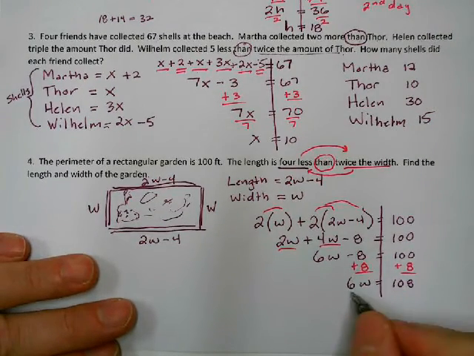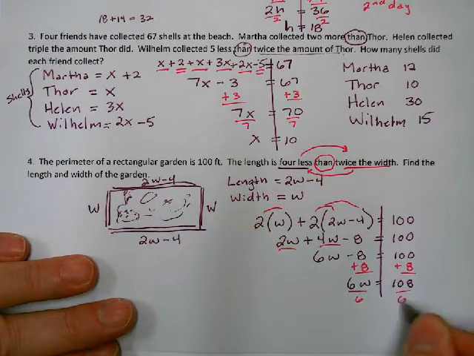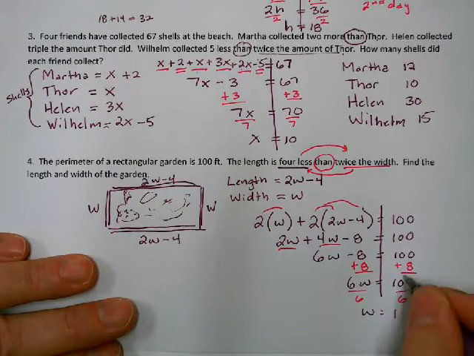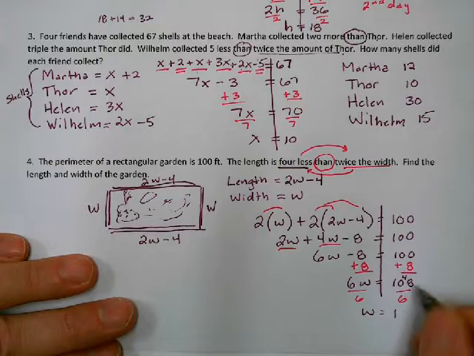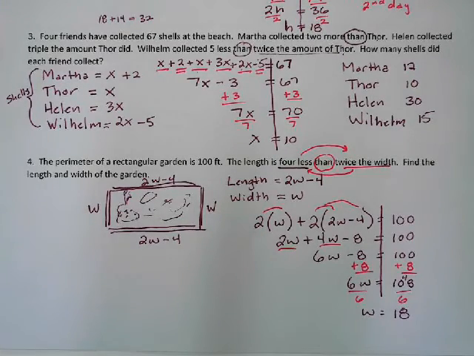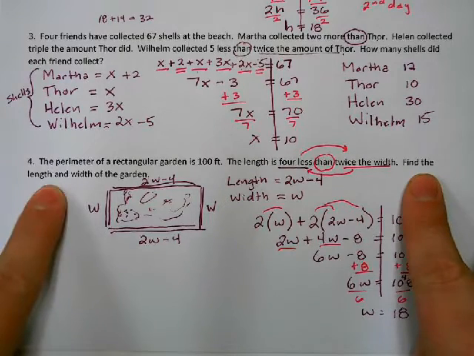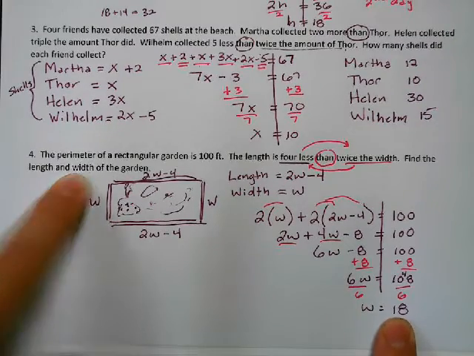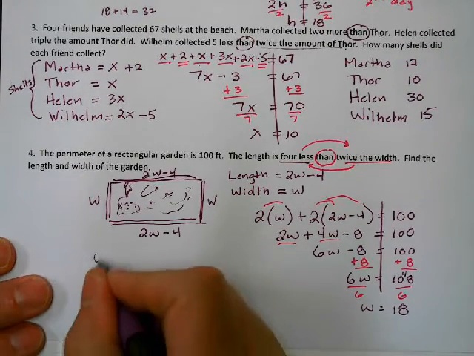Let's see. 6 goes into 10 once with 4 left over. 6 goes into 48 8 times. So 18 is our width. We have now solved the equation. Did we answer the question? No. The question says, find the length and the width. We only found the width. So we can say that the width of the garden is 18.